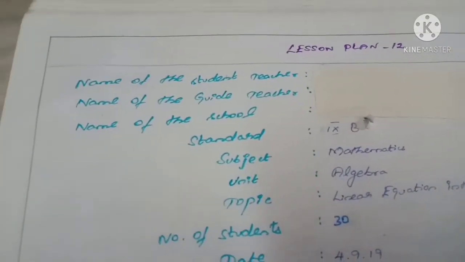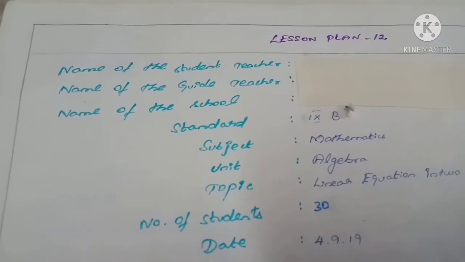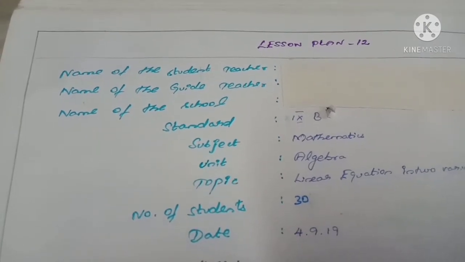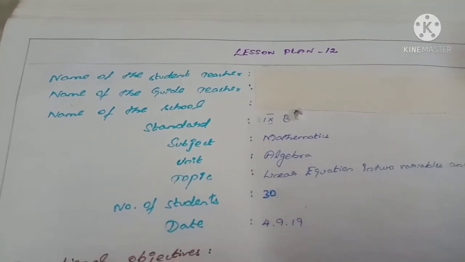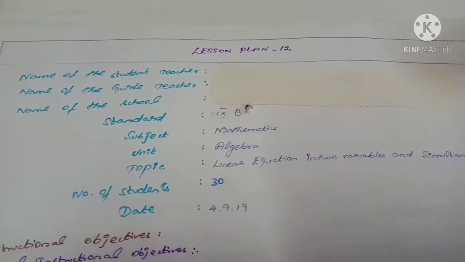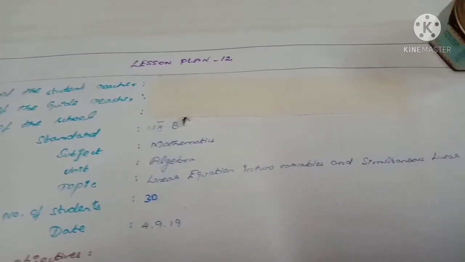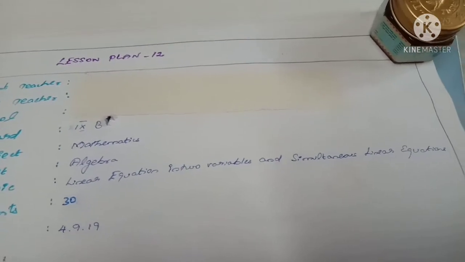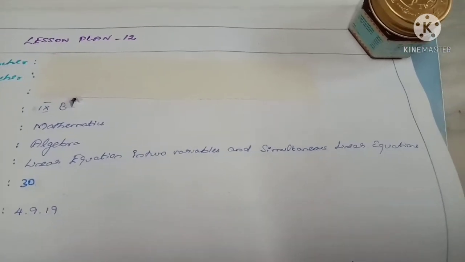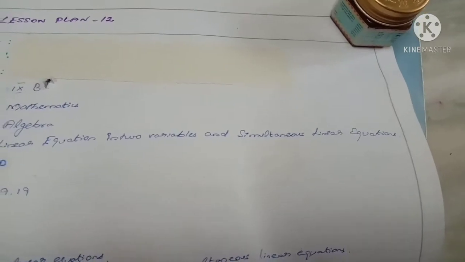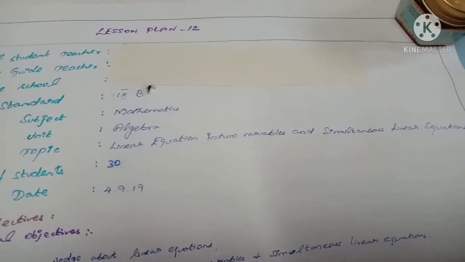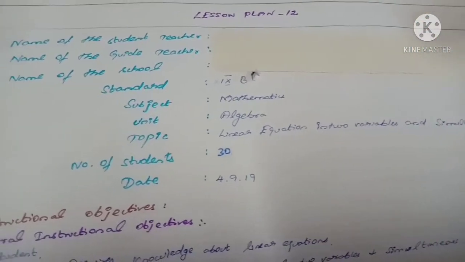First, name of the student teacher, name of the guide teacher, name of the school, standard, subject mathematics, unit from algebra, topic linear equation in two variables and simultaneous linear equations. Then number of students and the date.